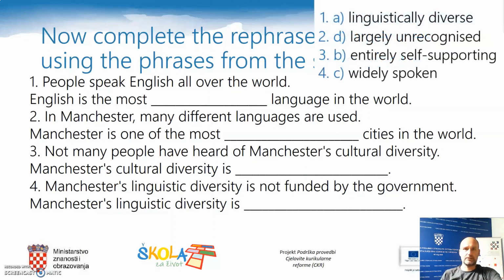So people speak English all over the world. So English is the most widely spoken language in the world. How would we say in different words that many different languages are used in Manchester? We can say that Manchester is one of the most linguistically diverse cities in the world.